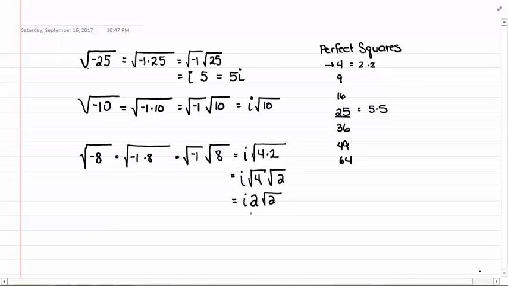symbol. So again, you can leave your answer like this, or you can write it like this, or you can put the i at the very end. If you put it at the very end, make sure it's not under the radical.